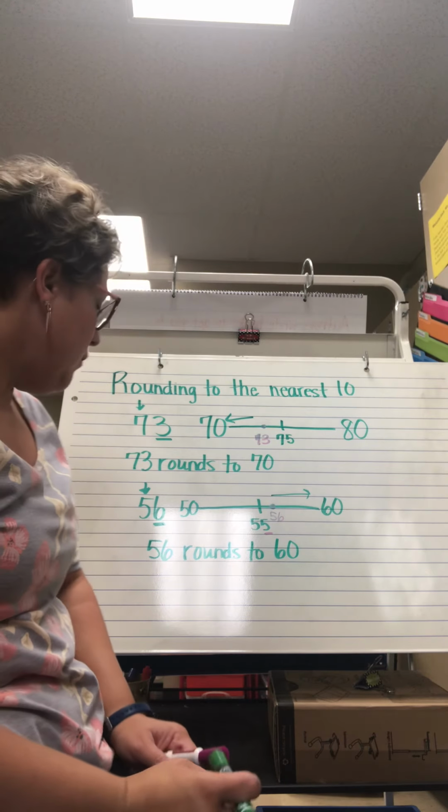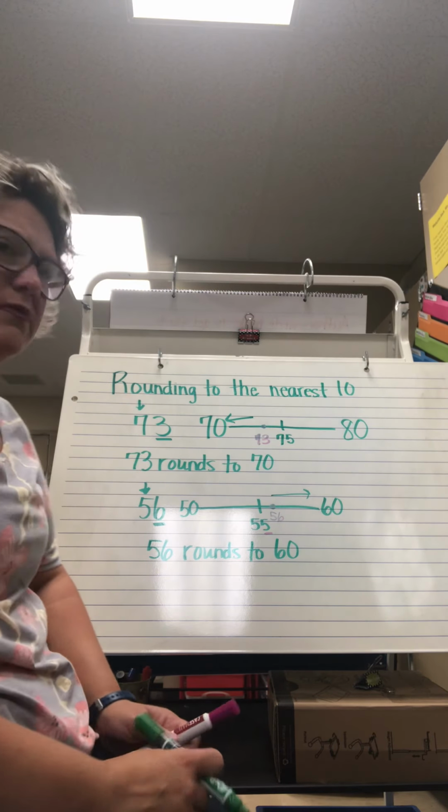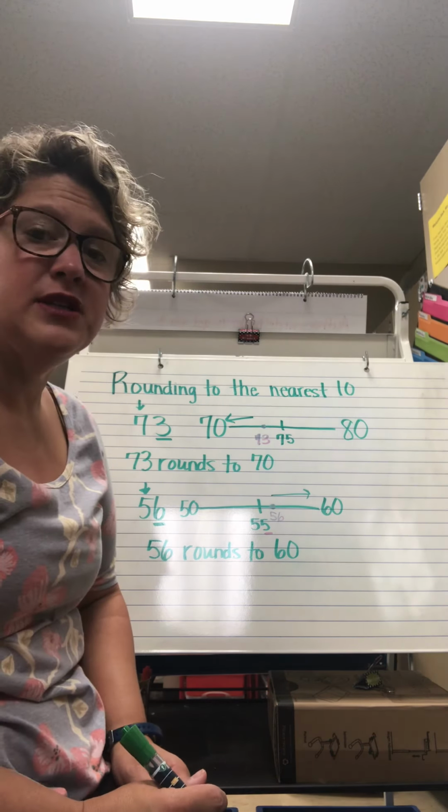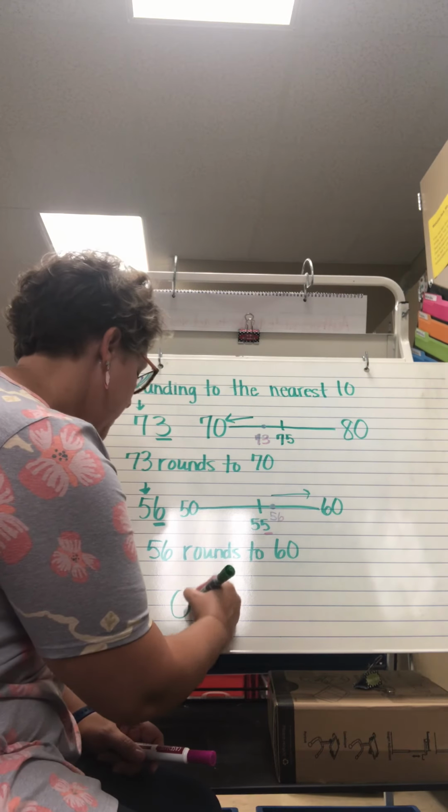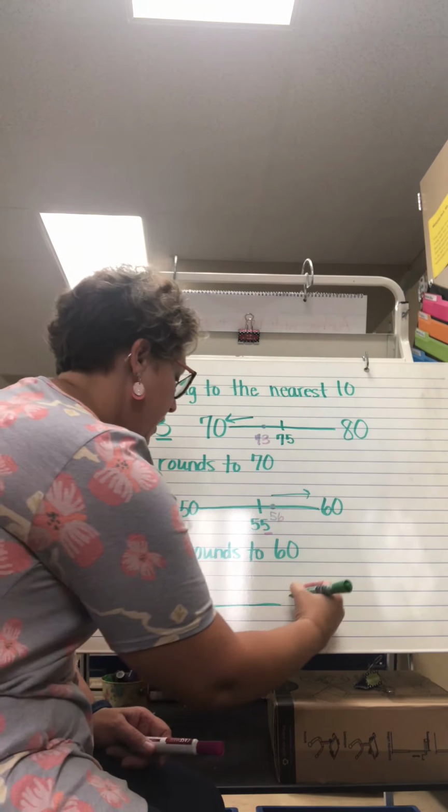What happens when I have a number that is just a single digit? That's another possibly tricky one. So let's think about that. I have the number 4. Well, what tens does 4 come between? 4 comes between 0 and 10. I'm still rounding to the nearest 10, even though I don't have a number in the tens.